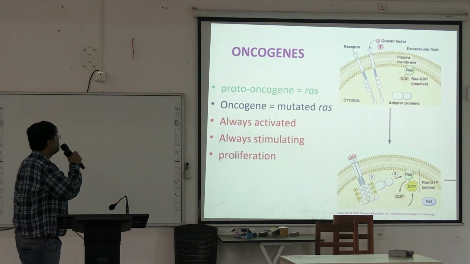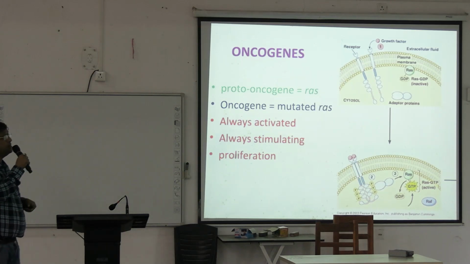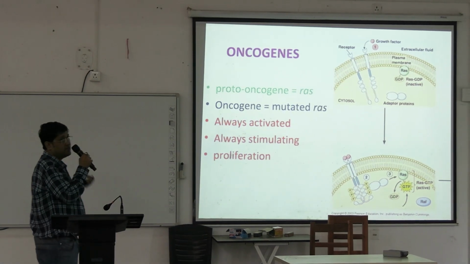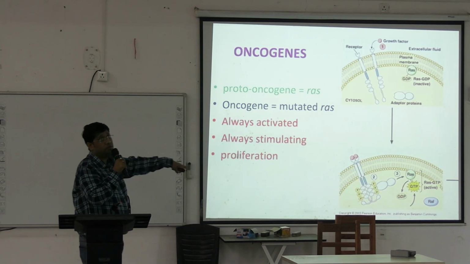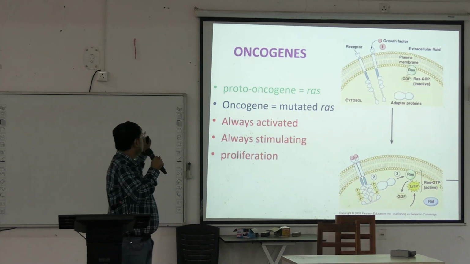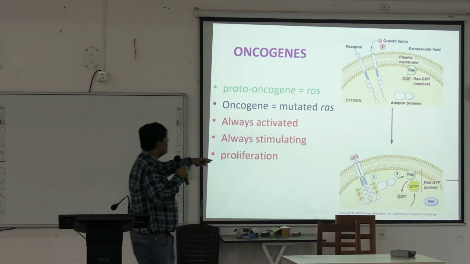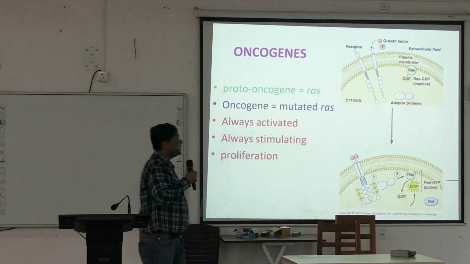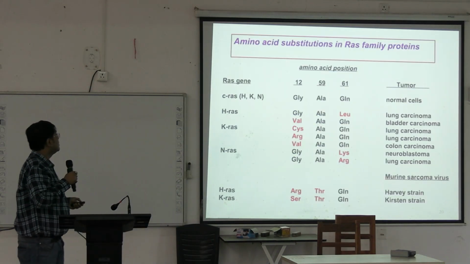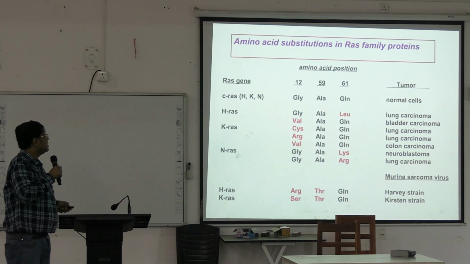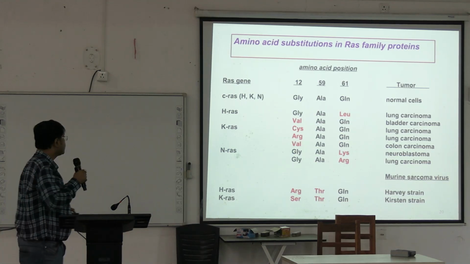So what is an oncogene? Proto-oncogene RAS leads to oncogene mutated RAS, always activated. That we were discussing. Here the picture is given only for understanding. Proto-oncogene is mutated, leading to an always activated state, always stimulating, and continuous proliferation. So this is an important slide.